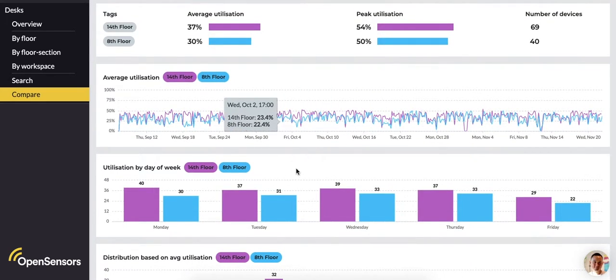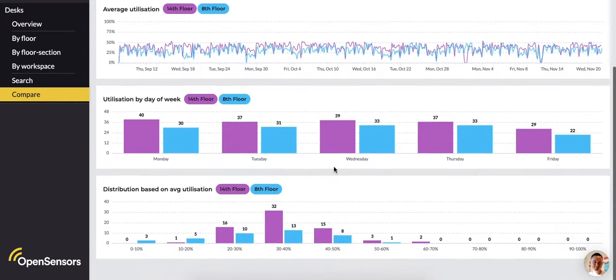This chart below shows average utilization in more detail. I can see that 8th floor had more periods where utilization fell below 25% when compared with 14th. I'm also able to compare utilization during days of the week and understand the asset distribution. For example, this tells me that floor 14 had 2 desks which were used on average 60 to 70% of the time, whilst floor 8 had none.